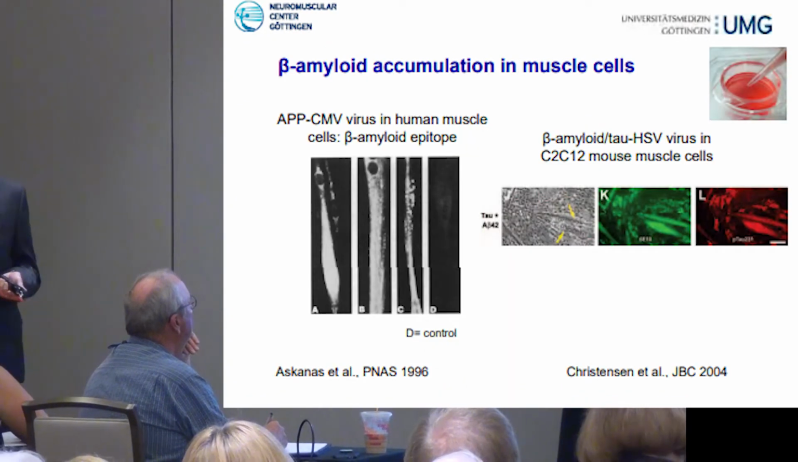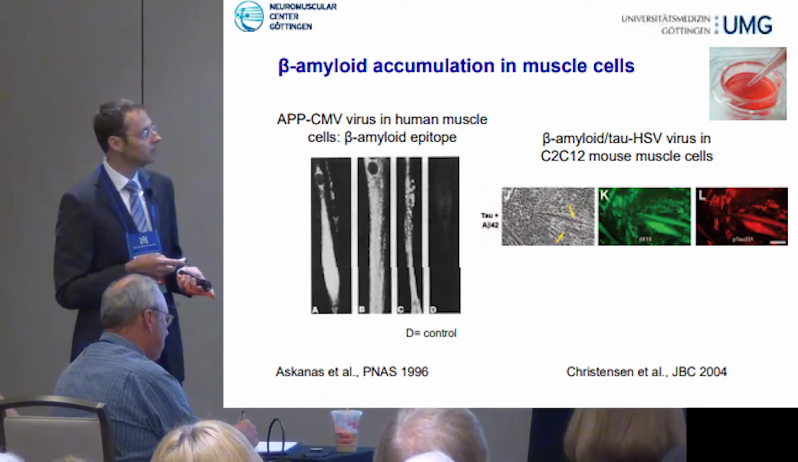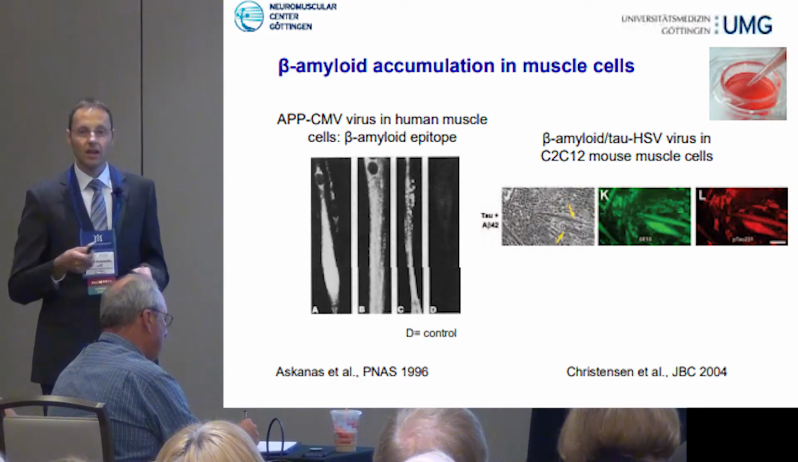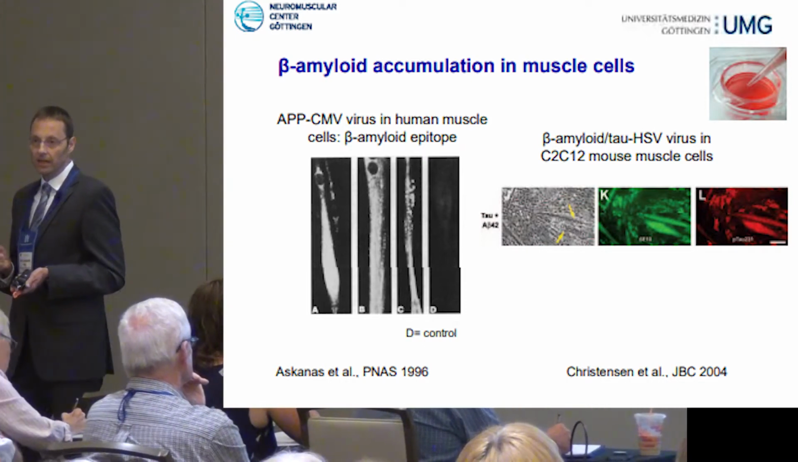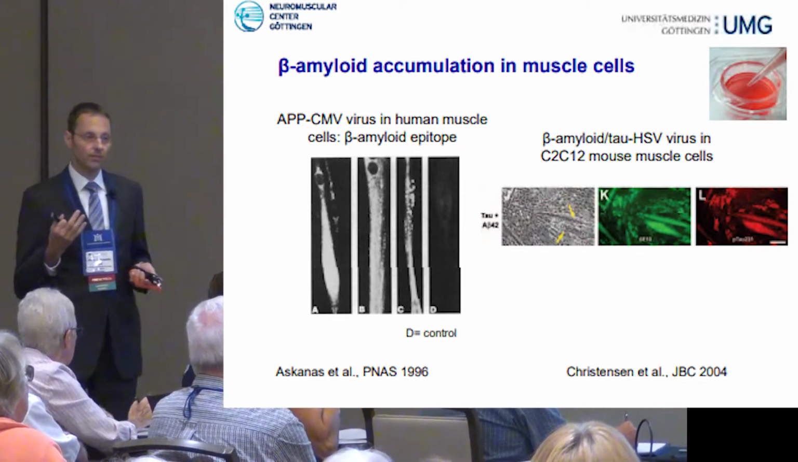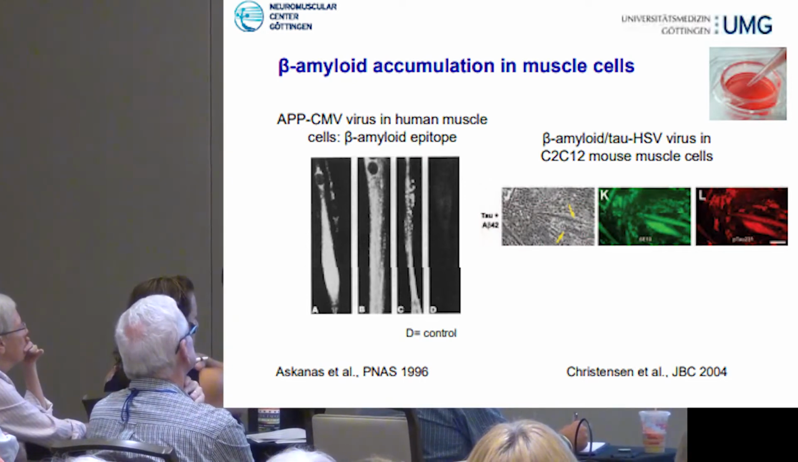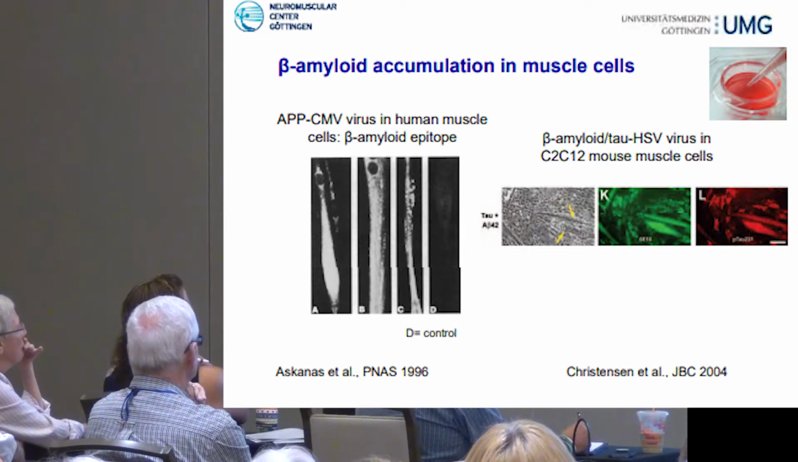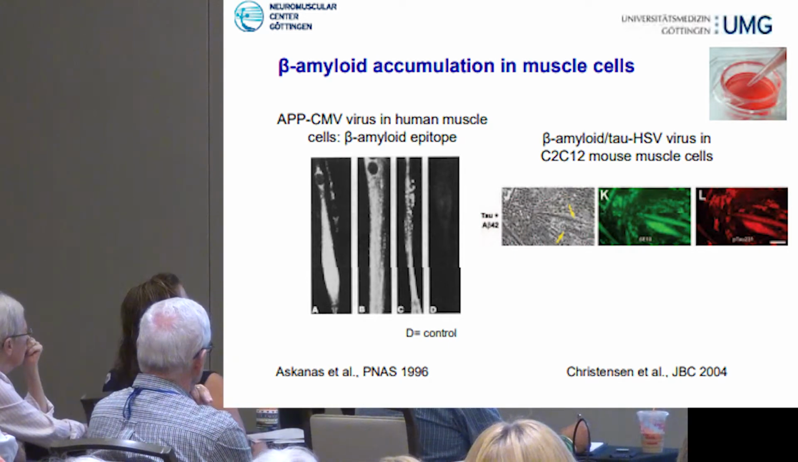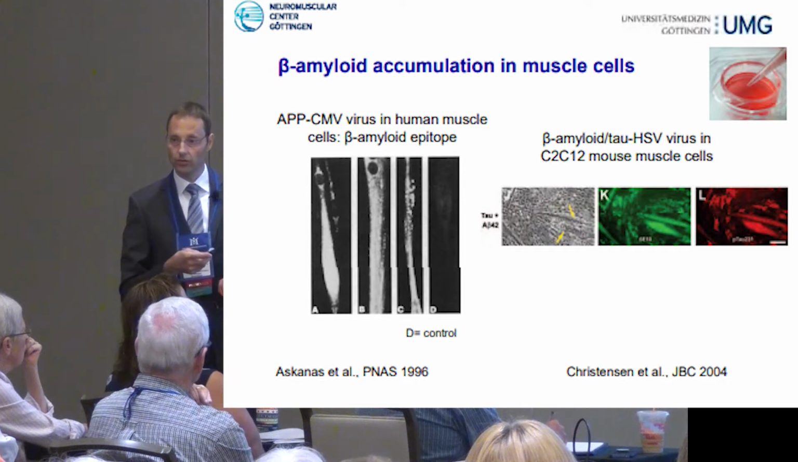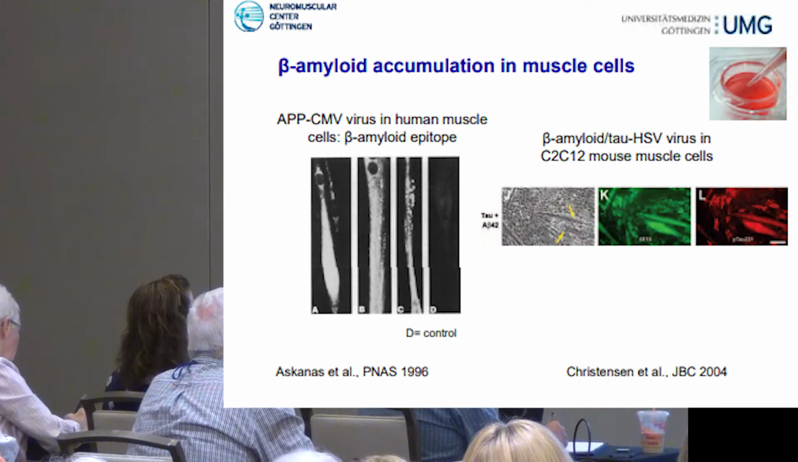These are data from 1996 from the lab of Valerie Askanas in California. They induced an artificial degeneration in the muscle cells. They used a viral vector with the precursor of amyloid precursor protein, in short APP. They infected the cells, and the cells developed vacuoles, and they degenerated and became smaller. However, there was no inflammation.